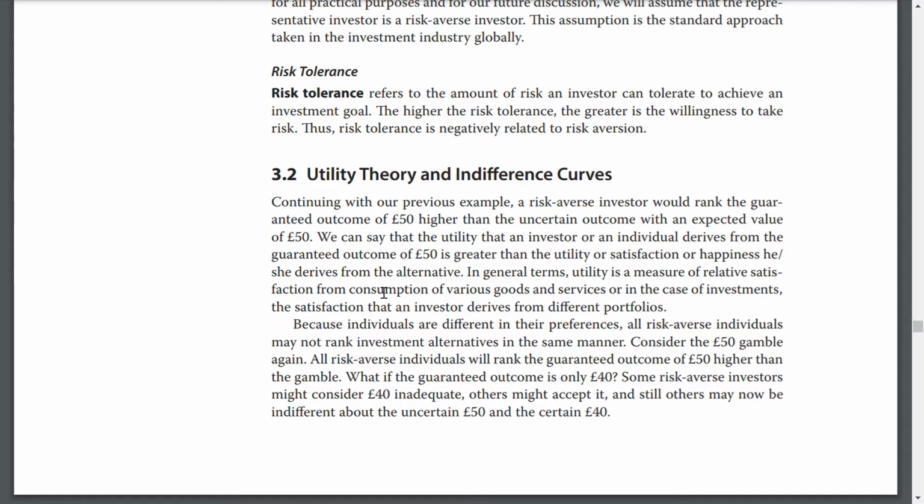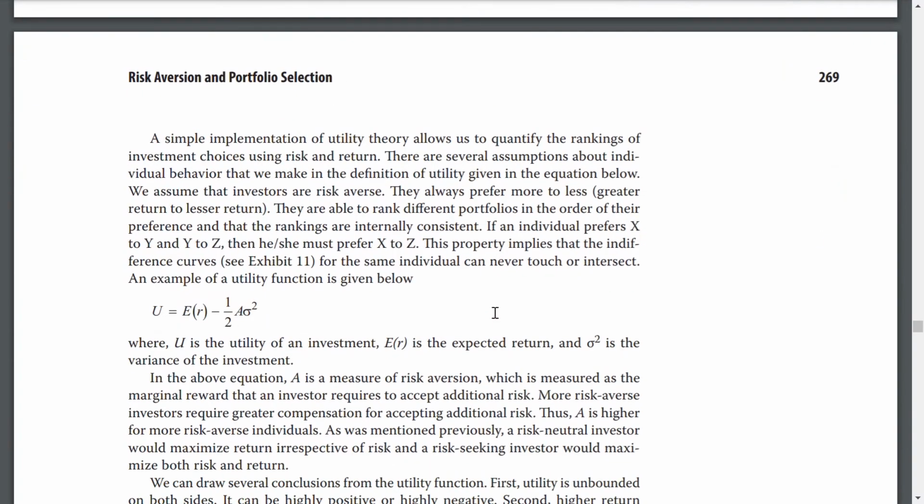Consider the £50 gamble again. What is the guaranteed outcome? Is it only 50? Is it only 40? Some risk-averse investors might consider 40 inadequate. Others might accept it, and some of them may be indifferent between the uncertain £50 and the certain £40. Simple implementation of utility theory allows us to quantify the rankings of investment choices by using risk and return.